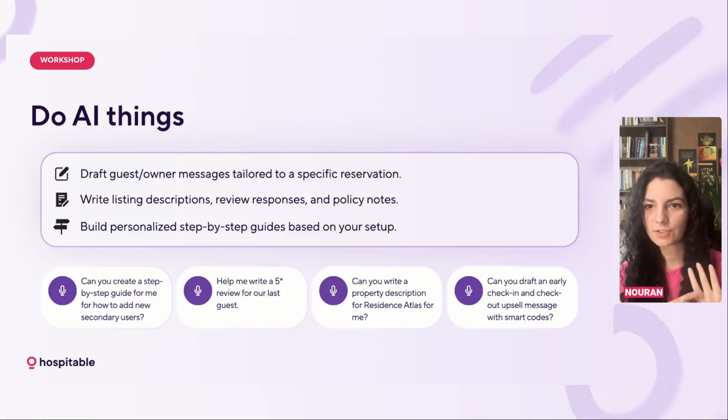It can help you write listing descriptions. It can help you write responses to reviews. It can build a personalized step-by-step guide, again, depending on your particular setup, depending on your needs. Here's a range of examples, all from the last couple of weeks, of different ways that people have been using Smarty.